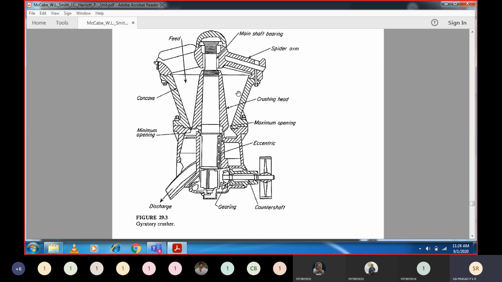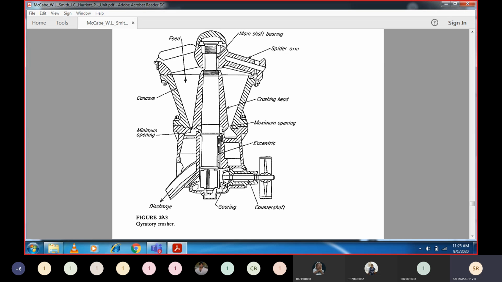So at any instant of time, crushing will be taking place in the gyratory crusher. Which means the problem we faced in the Blake type of jaw crusher is removed in the new design called the gyratory crusher. So when the crushing head is moving in this fashion, we will have minimum opening, and here you have maximum opening. This is the crushing head. And one more advantage is here.